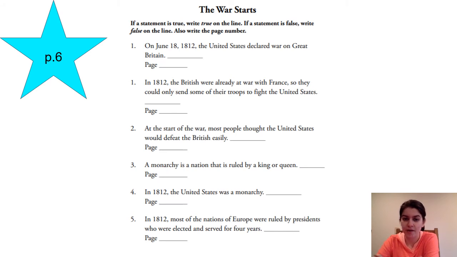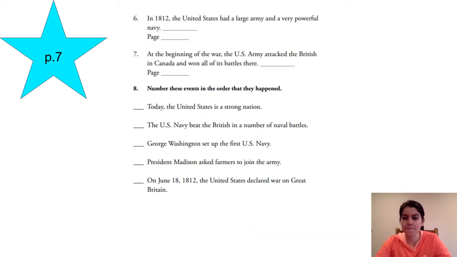Nice work. Go ahead and turn to the next page in your packet. Okay, now we're looking at page number 7. Number 6, we're still doing the same thing. Number 6 and 7, these are the same. So let's continue with those before I explain the next part. Number 6 says, in 1812, the United States had a large army and a very powerful navy. Is that true or false? And write the page number where you found your answer.